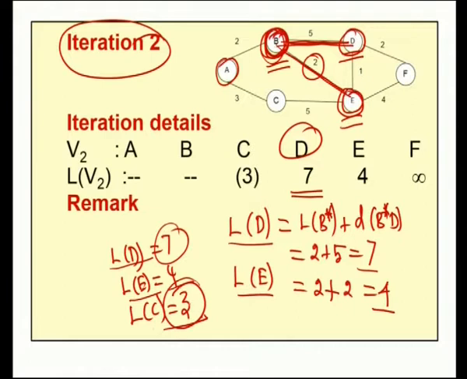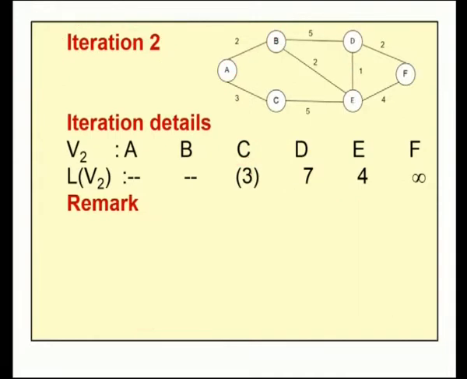Therefore, in iteration 2, we assign the permanent label for node C, not for node E, because node C we assign permanent labeling in iteration 1. Therefore, we have to take the node C into account also. Out of these 3 nodes C, E and D, C has the minimum value. Therefore, in iteration 2, we should assign the permanent label for node C, which is 3. Therefore, in iteration 2, our node C has the permanent label 3.